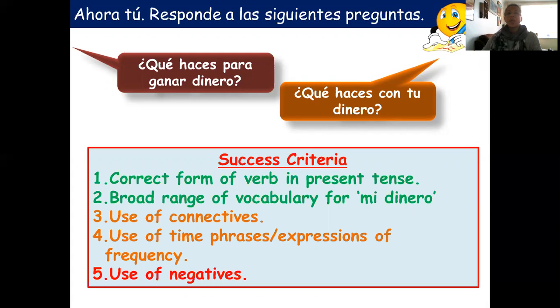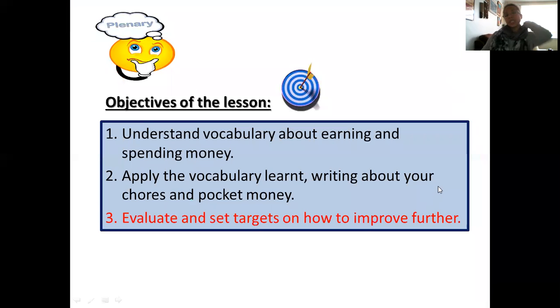Okay, excellent. And once you have completed that, we can look at the objectives of the lesson again. So by now, you should have understood the vocabulary about earning and spending money. You have applied this vocabulary in your reading, in your listening, in your speaking and in your writing today. And what I want you to do now is to make sure that you look at the other lessons and you have evaluated and set your targets. If you haven't, please do so. And for this lesson, evaluate and set the targets on how to improve further.